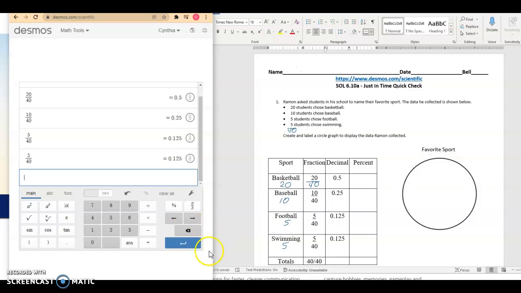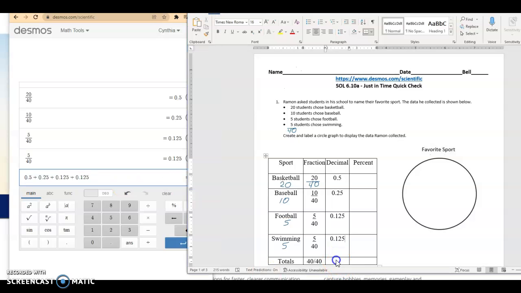So the thing about a circle graph is that it has to equal 100%. So let me just add up all of my decimals to make sure I get 1. So that's 0.5 plus 0.25 plus 0.125 plus 0.125. And yep, that is equal to 1 or 1.0.